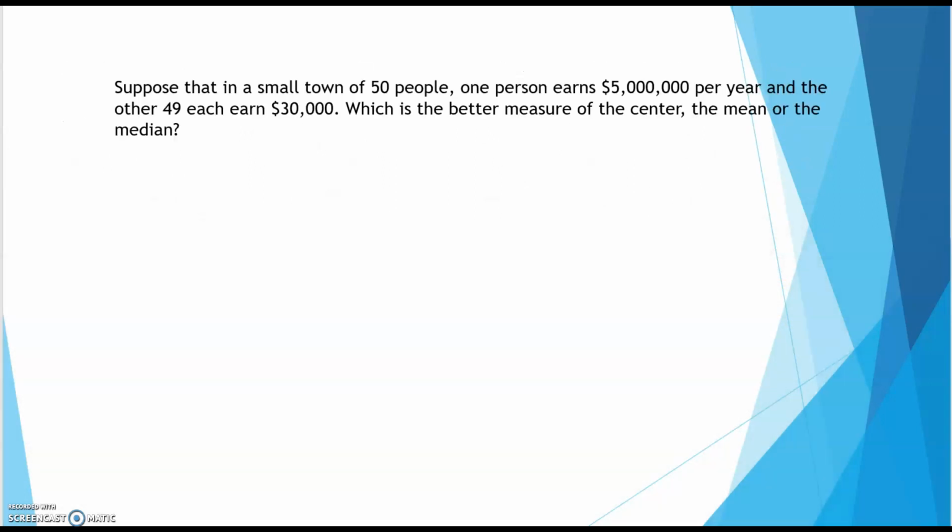Suppose that in a small town of 50 people, one person earns 5 million per year and the other 49 each earn 30,000. Which is a better measure of the center, the mean or the median? Well, this is the same thing as the last case. You've got people here earning 30K, and one person earning 5 million.